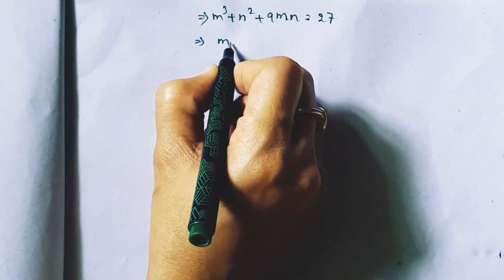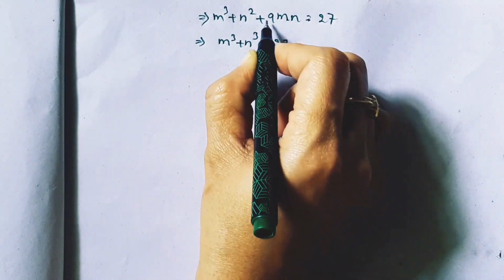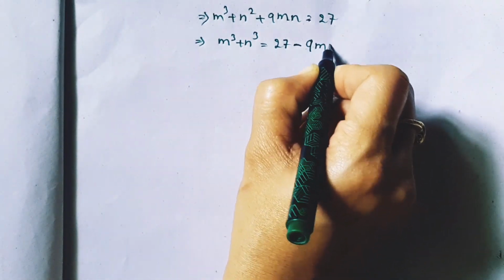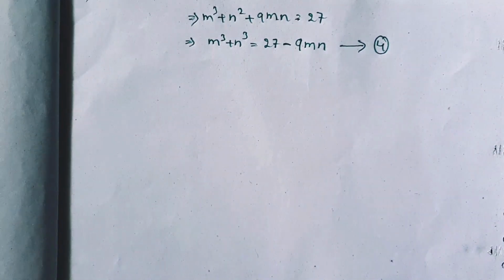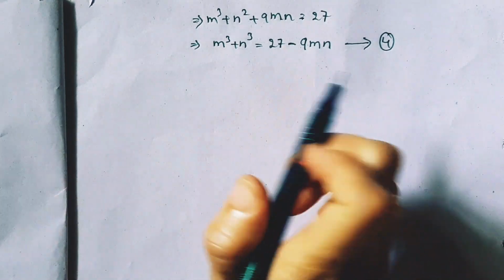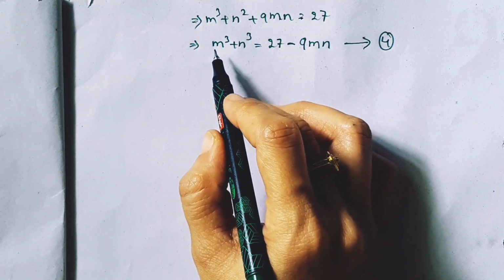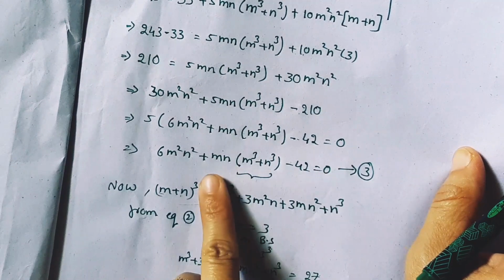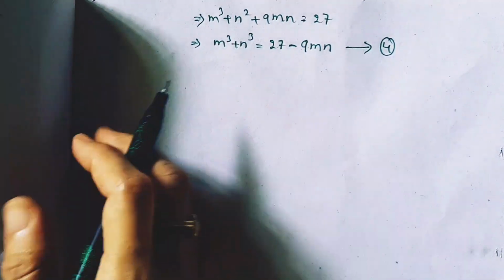From this we can write m cube plus n cube equal to 27. Here this 9mn I am sending to this side, then it takes a minus sign, minus 9mn. Let us treat this as equation 4. Now we are going to subtract this equation 4, which is the m cube plus n cube value, in equation 3. Where m cube and n cube are, in the place of this we are going to write this one. Okay, let's see that.